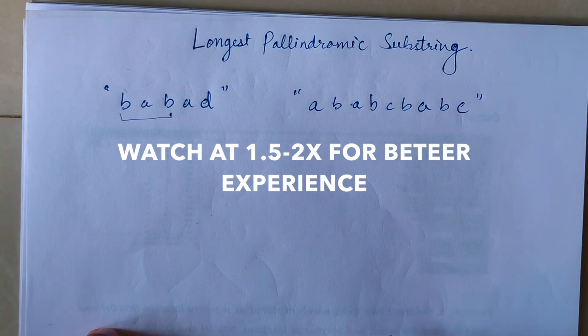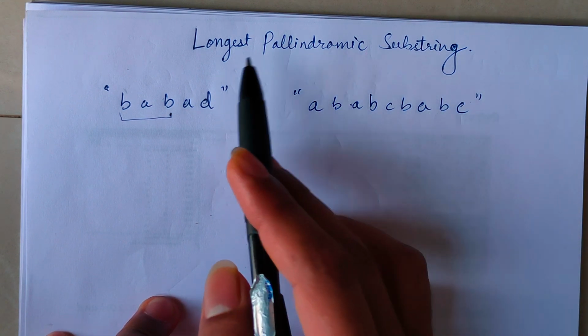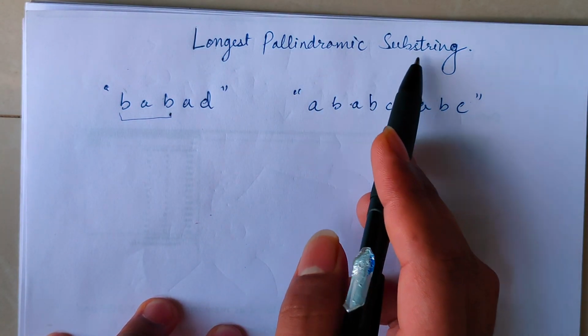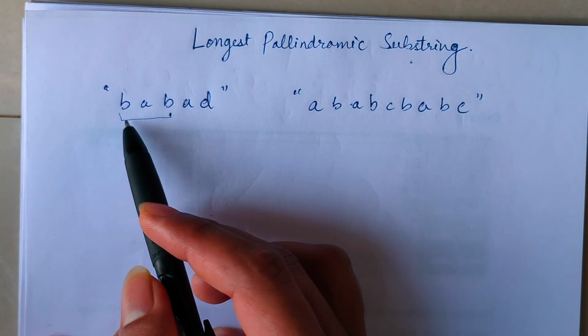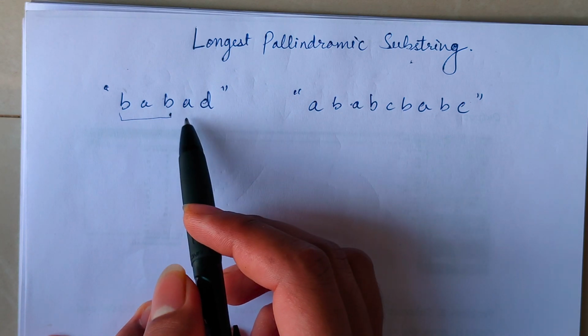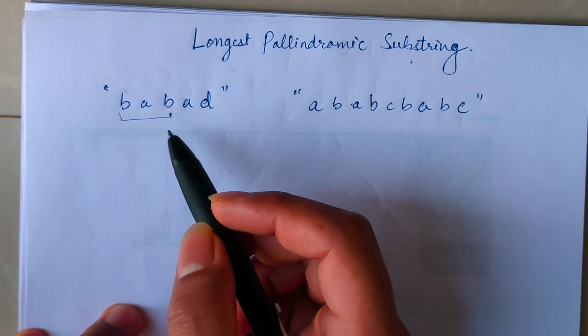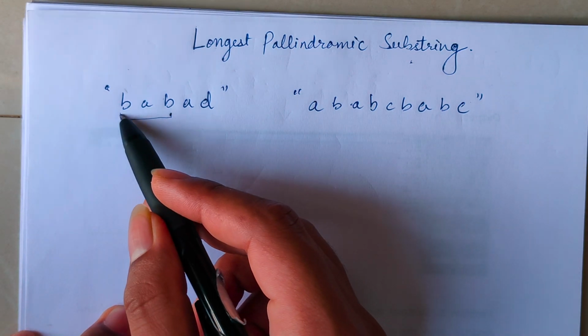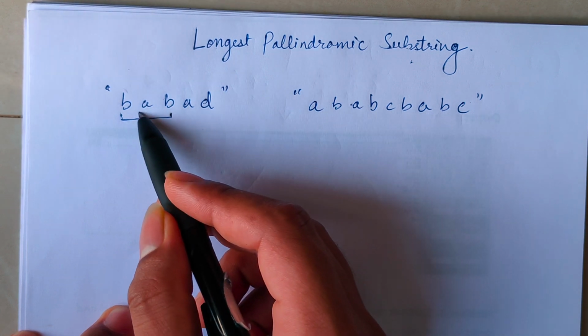Hello. So today we are going to solve a problem that is longest palindromic substring. That is, we need to find a substring which should be longest and should be a palindrome. Like here, the longest palindromic substring could be BAB or ABA.